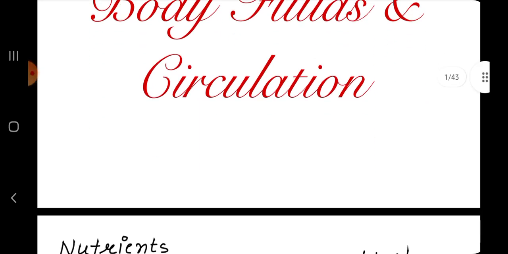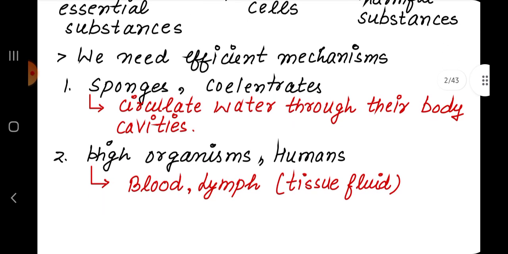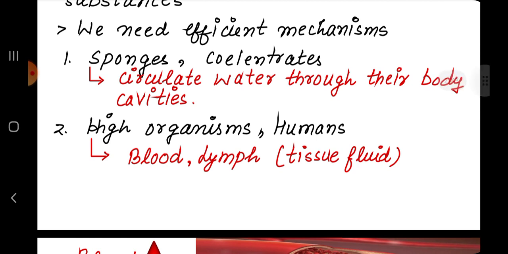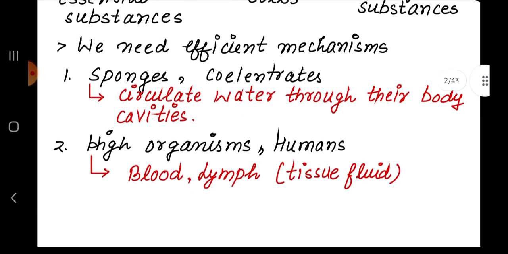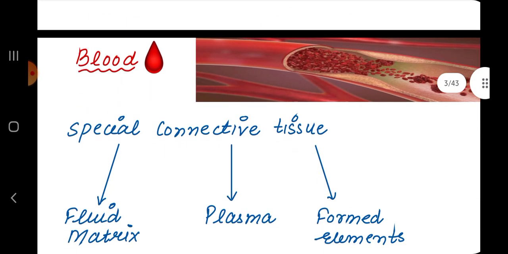In this video lecture, we will cover our next chapter of biology, that is body fluids and circulation. Living cells require nutrients, oxygen and other essential substances, and they must also remove waste or harmful substances. We need an efficient mechanism for this. In sponges, ciliates circulate water through their body cavities. Higher organisms like humans have blood, lymph and tissue fluid.